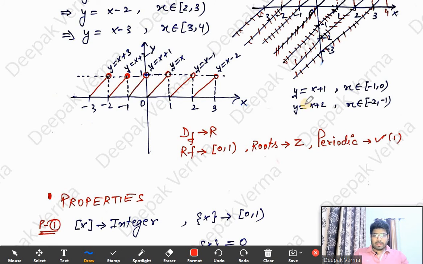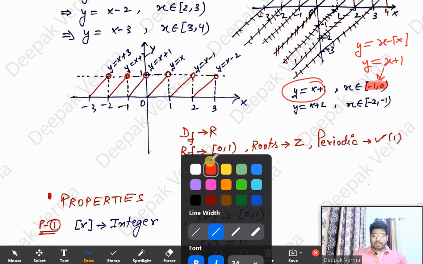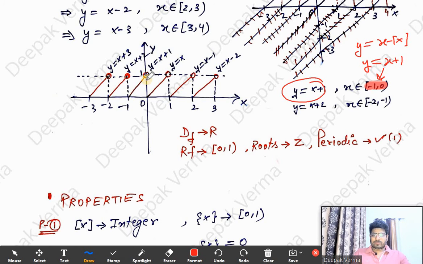Got it? So here if I say x belongs to -1 to 0, what will be the value of [x]? Of course -1. Y is equal to, we are writing x minus [x]. If x lies between -1 and 0, the value of [x] will be -1, so we get x + 1 here. So this line will be like this.